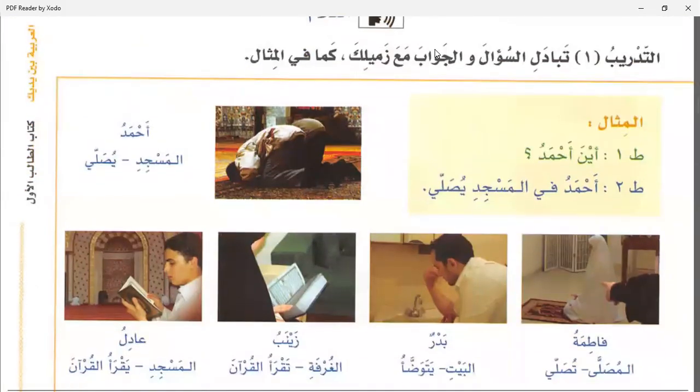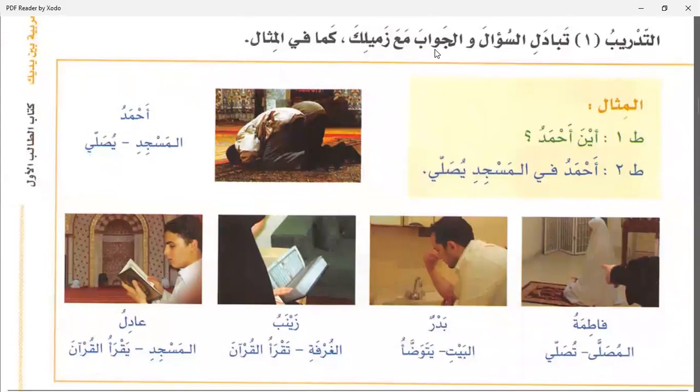So for male you will use Ya with the verb, and for female you will use Ta. And this is simple present verb. You can just say fi'l muzari in Arabic, present verb. Fi'l muzari is also used for future, but we'll study it later in detail.